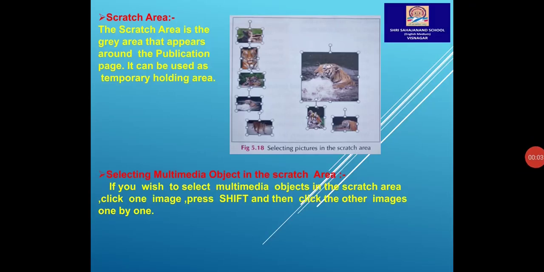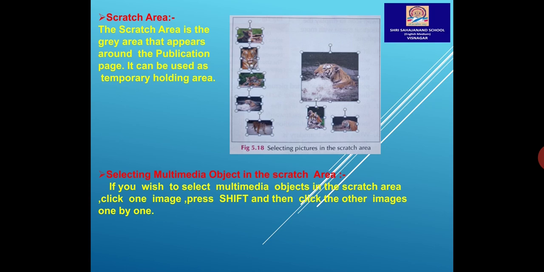Hello, this is Dharmishtha. Today we are going to learn Lesson number 5, Graphics in Publisher 2013 Part 2. We will discuss some topics like scratch area, selecting multiple objects in the scratch area, arranging pictures as thumbnails, swapping pictures, working with shapes, and working with building blocks in Publisher.